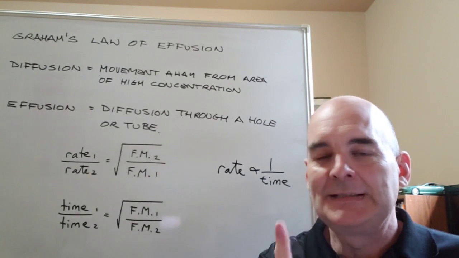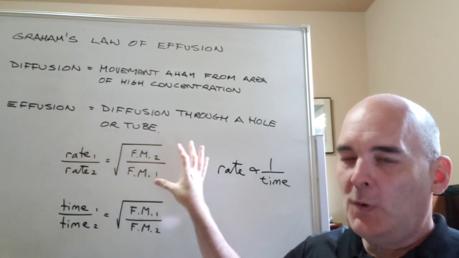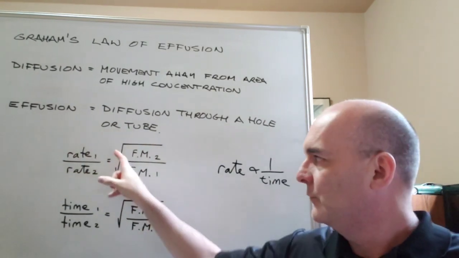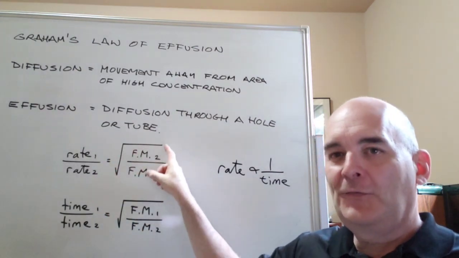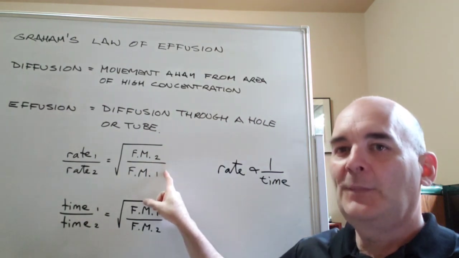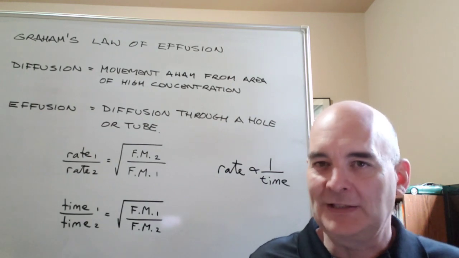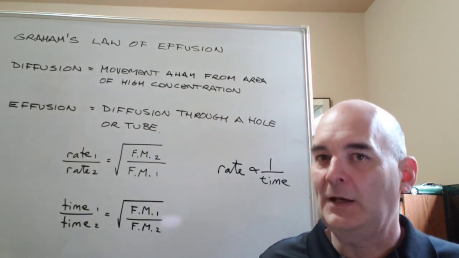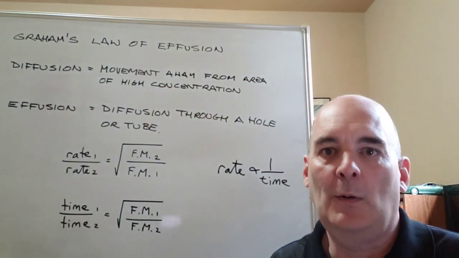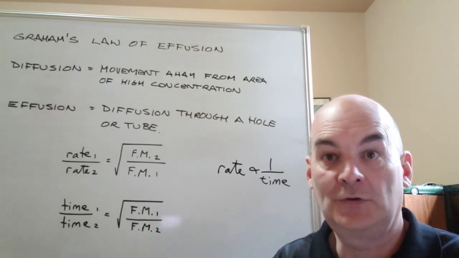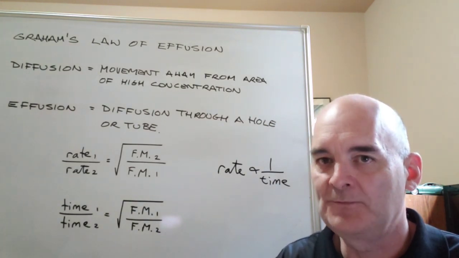Now, our book states Graham's law of effusion this way in terms of rate, that rate 1 divided by rate 2 is equal to the root of the formula mass of 2 divided by the formula mass of 1. But remember, we said right at the beginning of this course that a rate was a derived unit, and that a rate could be something like miles per hour or meters per second or dollars per day. It is something divided by time.